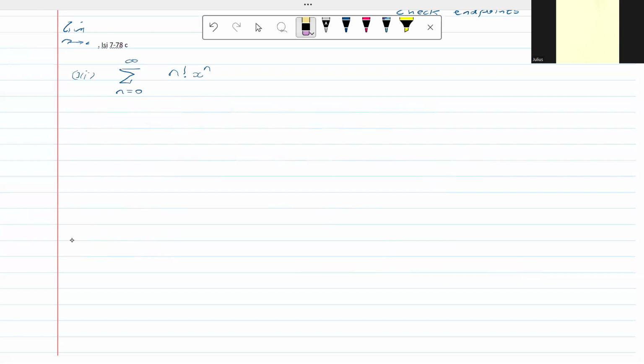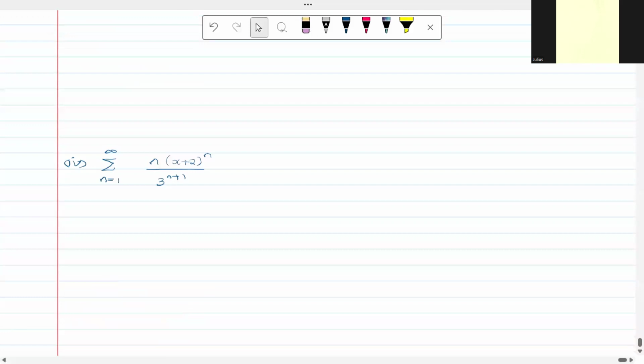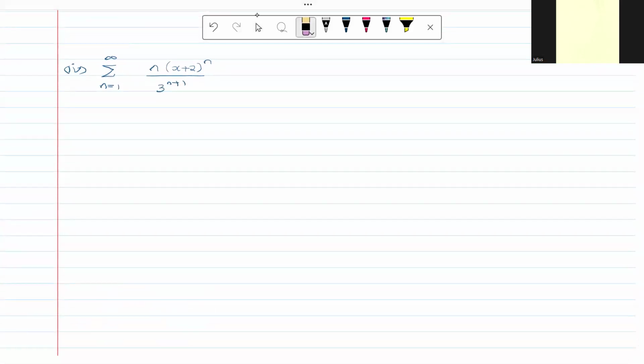Finally, the last question is we find the limit as n approaches infinity. Again, we use the ratio test. So we have n plus 1, (x plus 2) to the power of n plus 1, in absolute form, divided by 3 to the power of n plus 1 plus 1, that is 3 to the n plus 2.